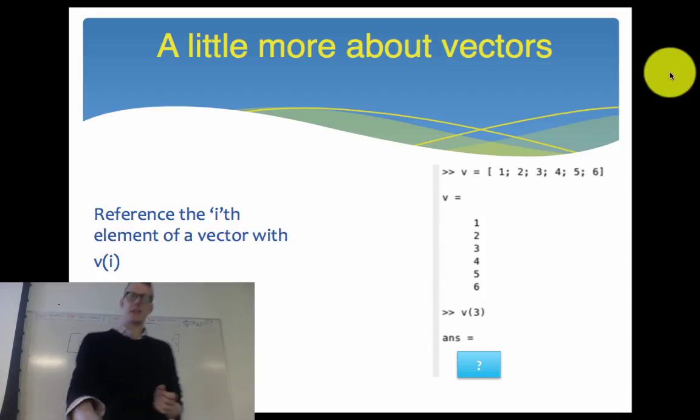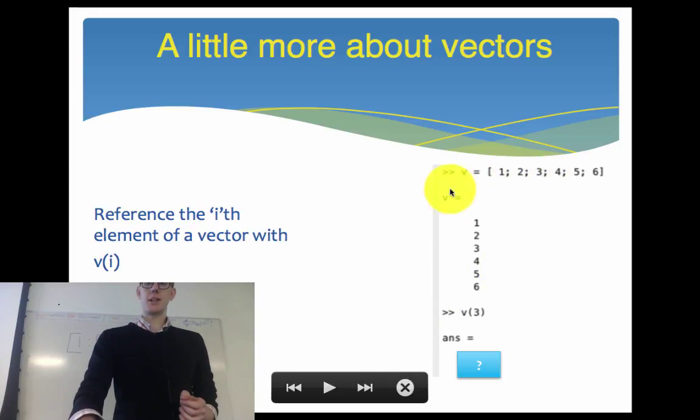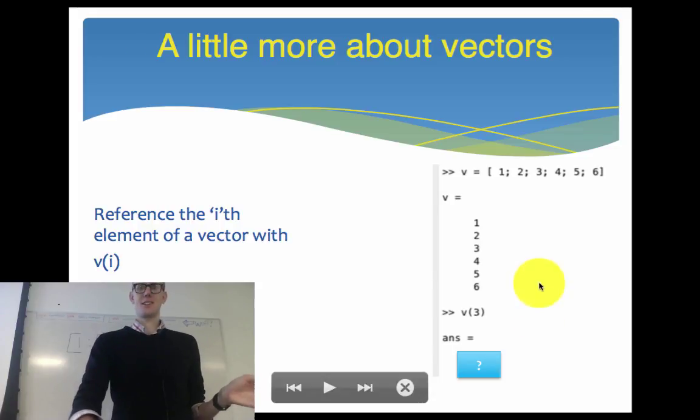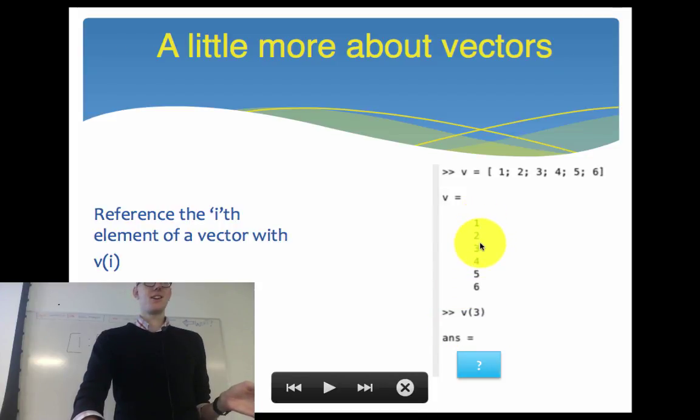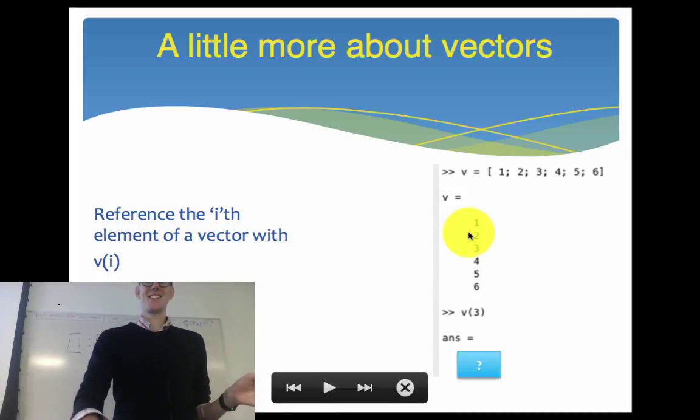So if we define this vector v to be 1, 2, 3, 4, 5, 6 with semicolons between each line, we know that we're going to get this vertical column vector here. And what would be returned if we typed v(3)? Lots of people saying 2. Someone saying 3? Any advance on 3? So the answer is 3.